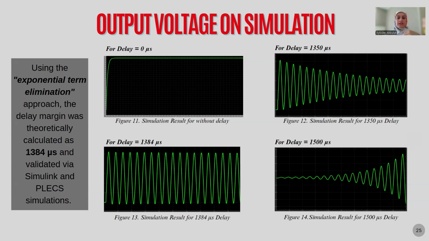When the delay time is 1350 microseconds, the system output tends towards the 5 volt reference value, but some oscillations are observed initially. In this case, the system is still stable, but is approaching the stability limit. When the delay is 1384 microseconds, it is the point where the system reaches the marginal stability limit. During this period, the output voltage oscillates continuously around 5 volts and no damping is observed. At 1500 microseconds, the system becomes unstable and oscillations with increasing amplitude are observed at the output.